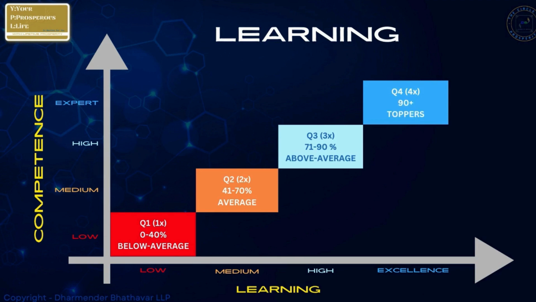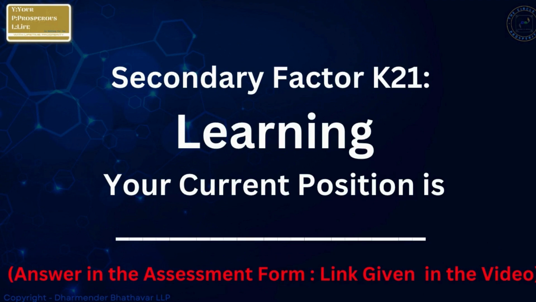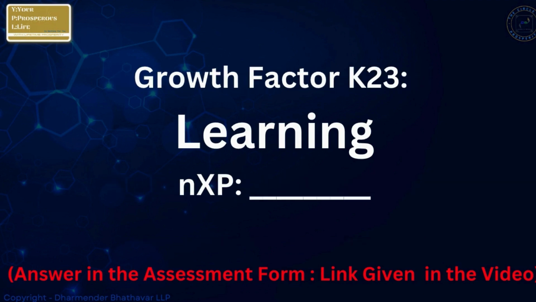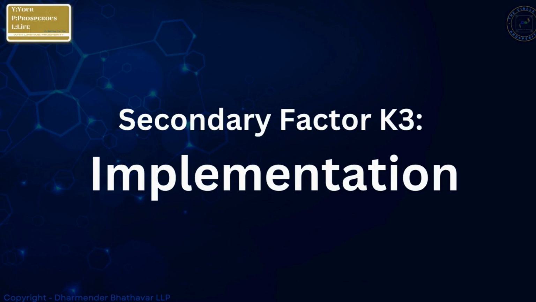Quadrant 4 again is the toppers. Their competency levels is at the extremes and their learning capabilities are excellent. Hence their scoring levels would be, learning levels would be 90% and more, and hence they are classified as toppers and they can be placed in quadrant 4. So now let's try to understand your current positions in learning and your desired positions for learning and the growth factor. Now once you learn, you have to implement it. So let us try to understand what is implementation.